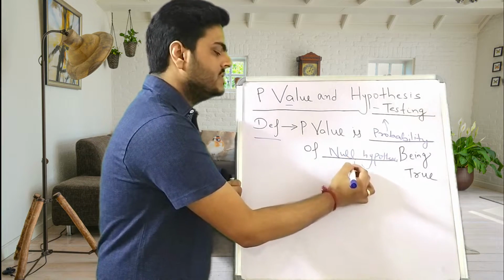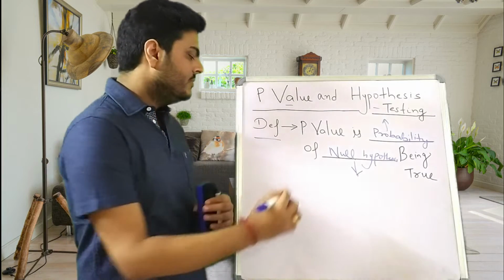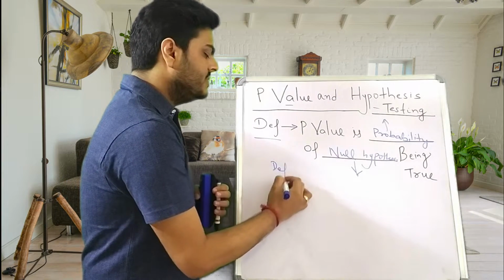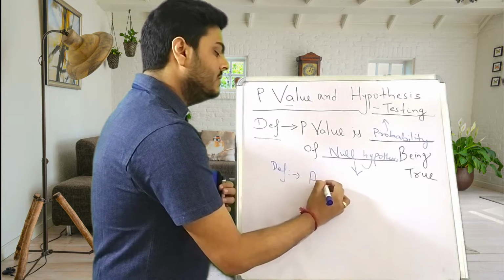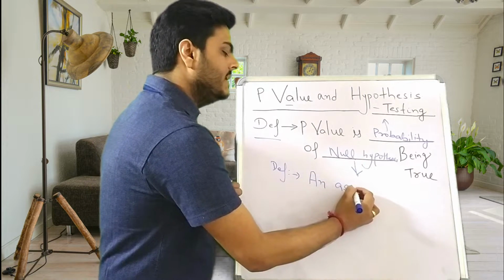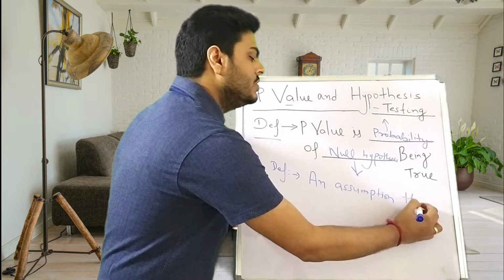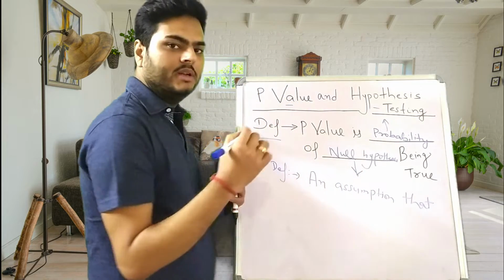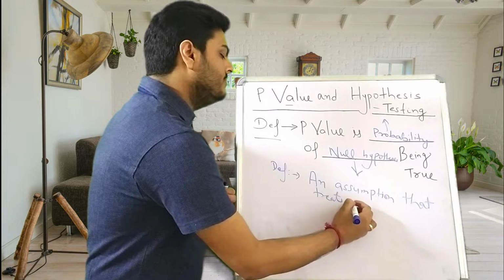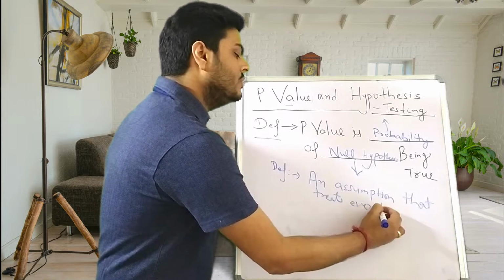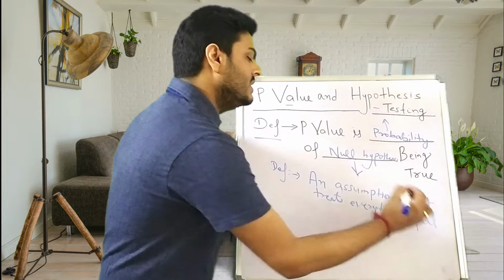Coming to the null hypothesis. What is the null hypothesis? We will define it here. The definition of null hypothesis: I am writing here, an assumption. Null hypothesis is an assumption that treats everything equal and similar. This is very important, guys. An assumption that treats everything equal and similar. Okay, what will be the examples of null hypothesis?